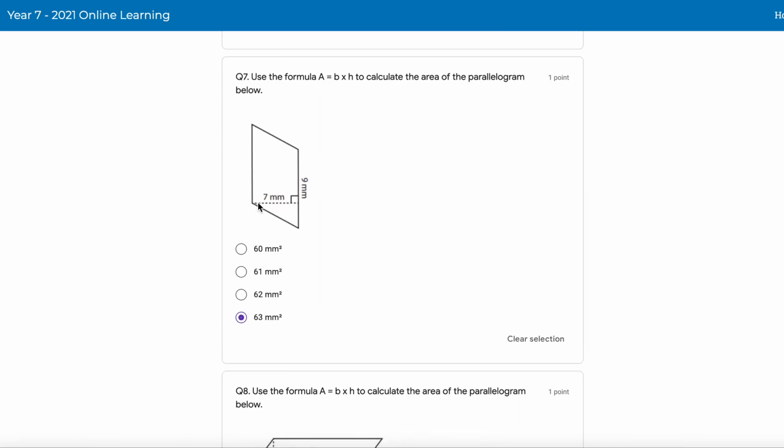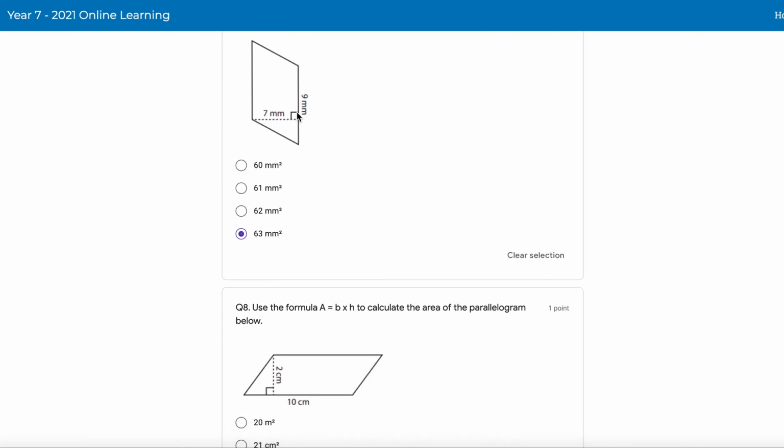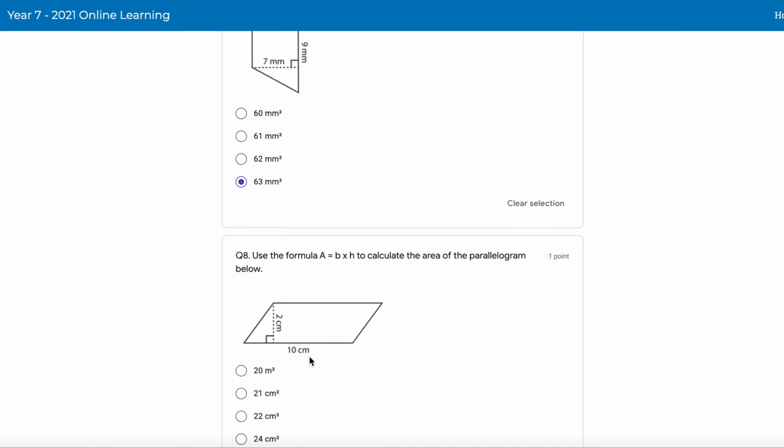And you can see that this height is perpendicular to what we said our base was. So this is our base because we've already been given this value. And as long as we've got a height that's perpendicular to that base, then we're all good. Doesn't matter which way the shape is facing. Doesn't matter if it's been rotated.